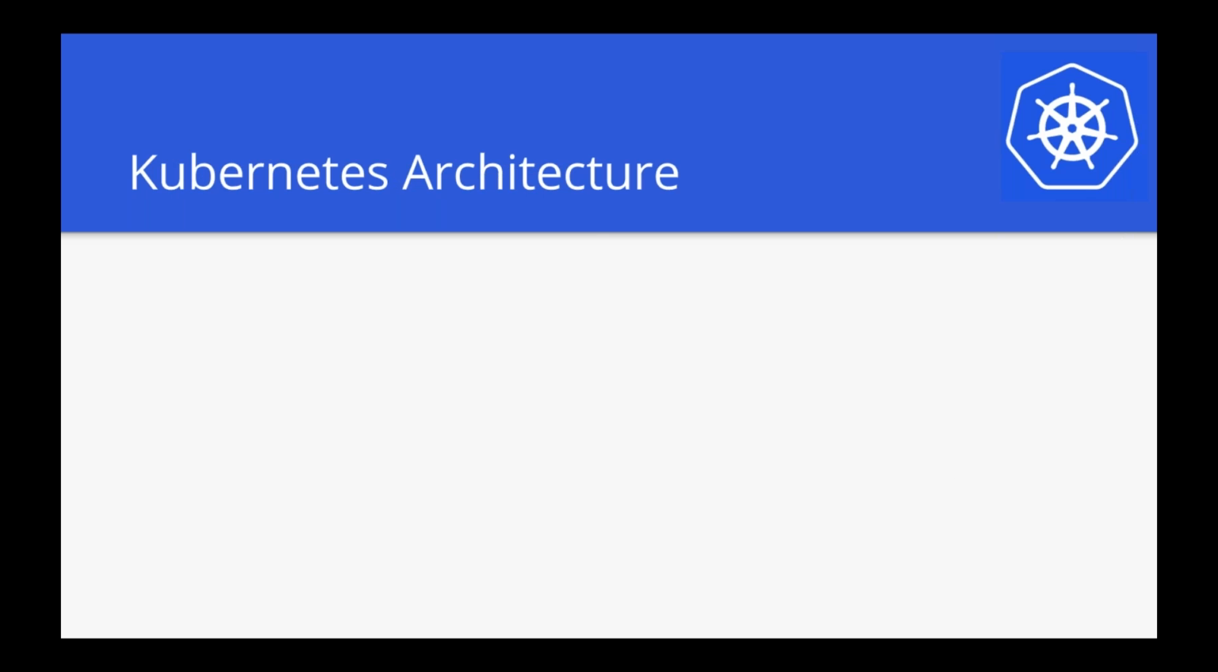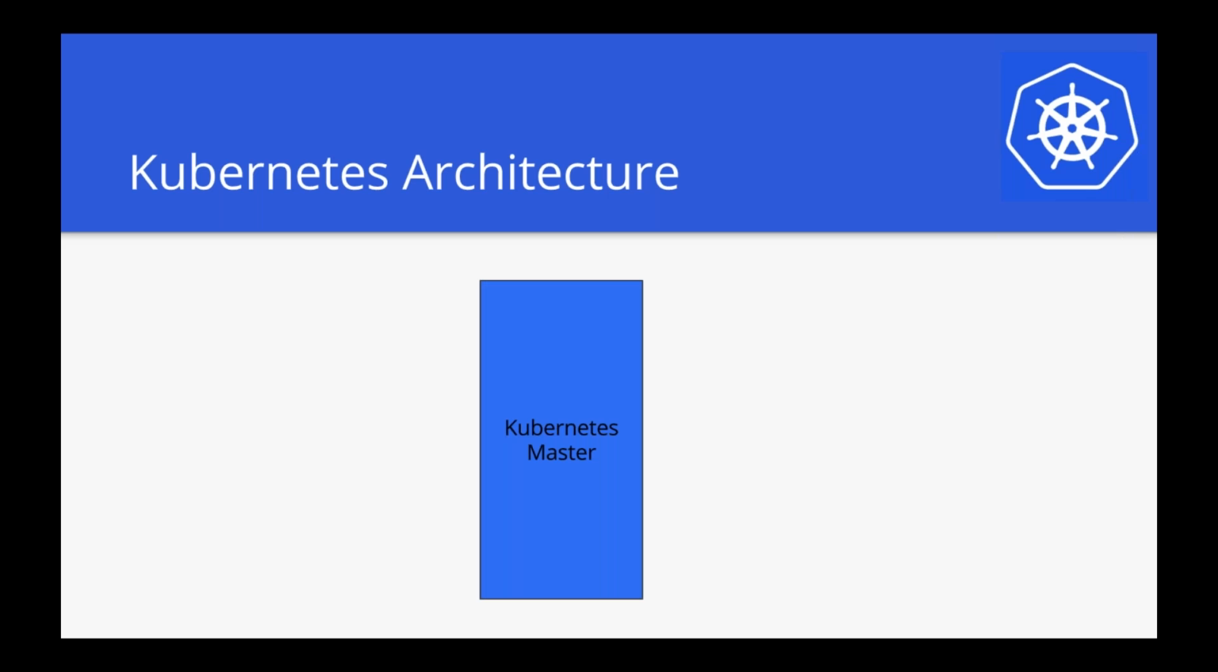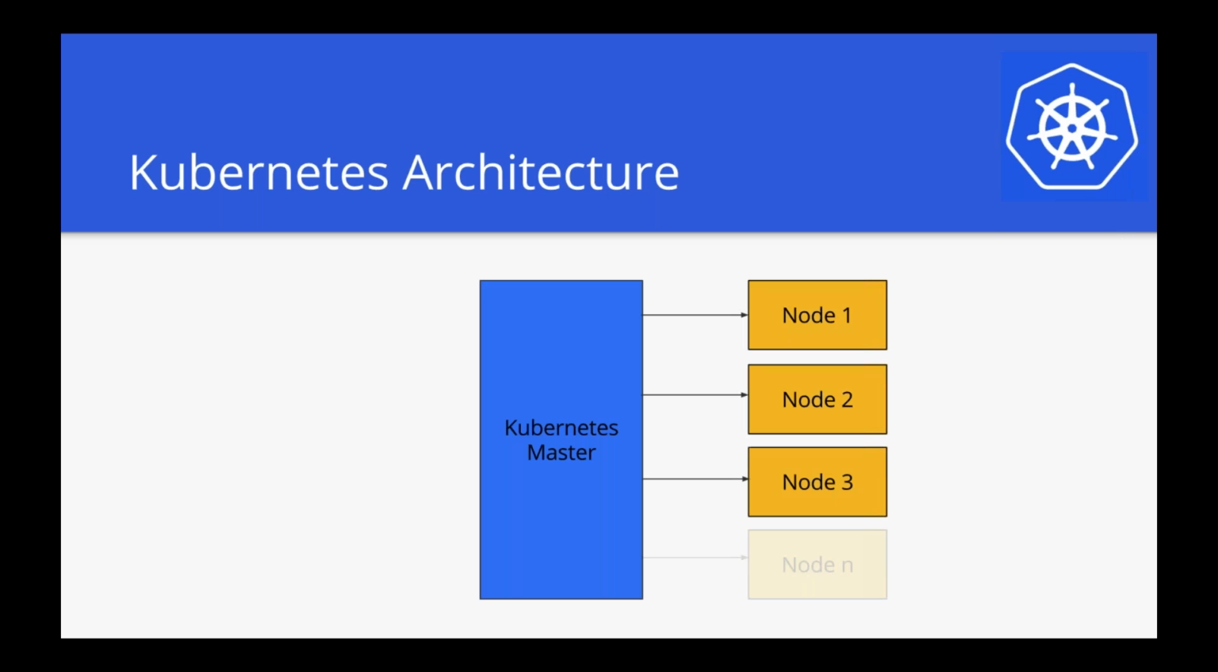So let's take a closer look at the architecture. What is fascinating about Kubernetes is it's a distributed architecture. So like any other distributed computing project, it has a master. And this master is responsible for making the decisions and maintaining the global view of the entire cluster. And the master has access to a set of nodes where the real work happens. And these nodes are responsible for running your workloads.